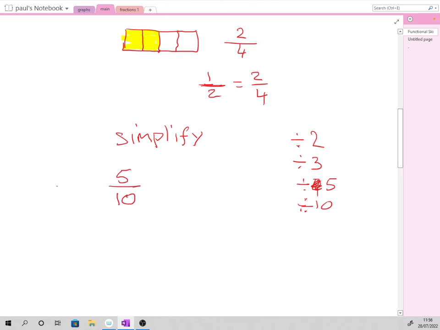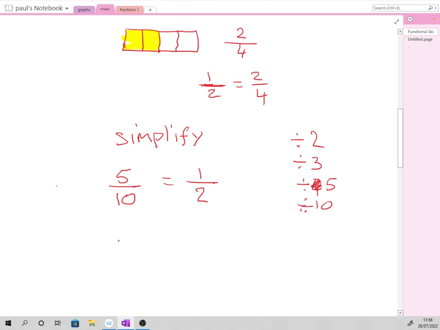So here we've got 5 and 10. I can divide both of those by 5. If I divide the top by 5, I get 1. If I divide the bottom by 5, I get 2. So to simplify 5/10 into an equivalent fraction with the smallest numbers possible, it would be 1/2. So 5/10 is the same as 1/2. We could draw out these little boxes again, but I'm sure you can see this.